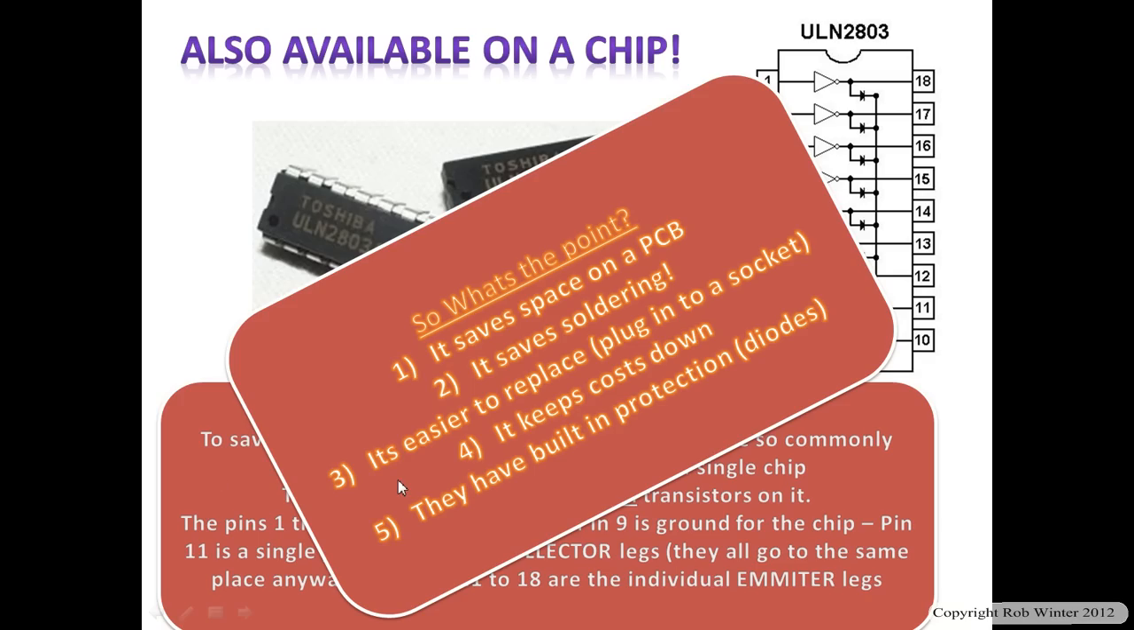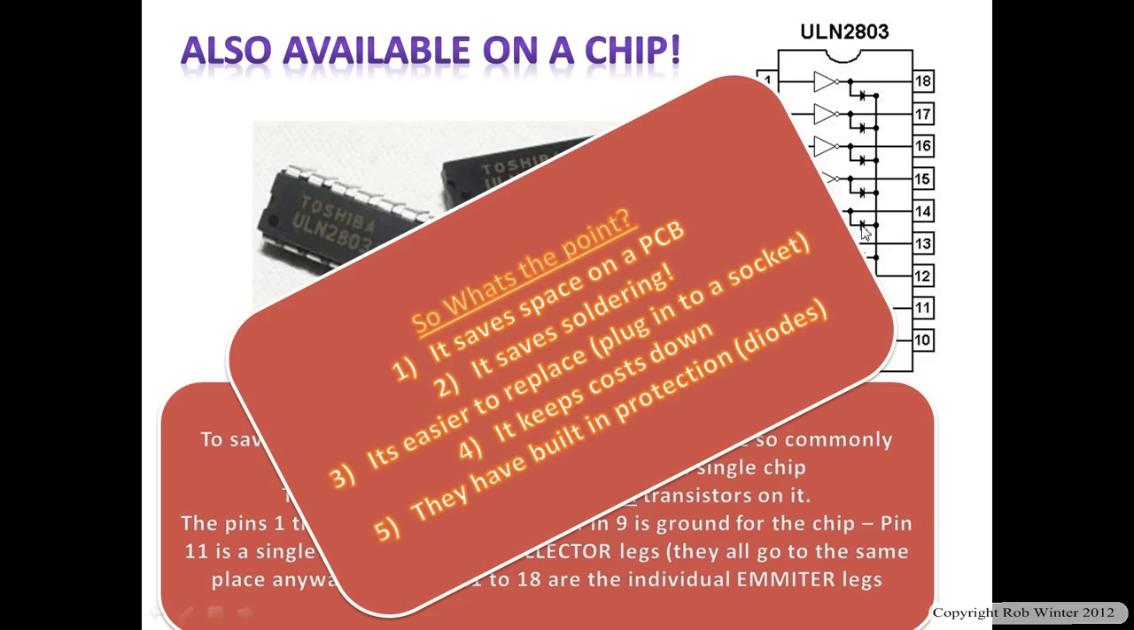10. It's easier to replace if a transistor blows, rather than having to unsolder it. A chip you can fit into a socket. It obviously keeps costs down. It's actually cheaper to buy 8 of them on one chip than it is to buy 8 individual ones. And another benefit, they've got built-in protection, which you would have to add on yourself if you were going to make it with individual transistors. But the main thing is save space and it's cheaper.